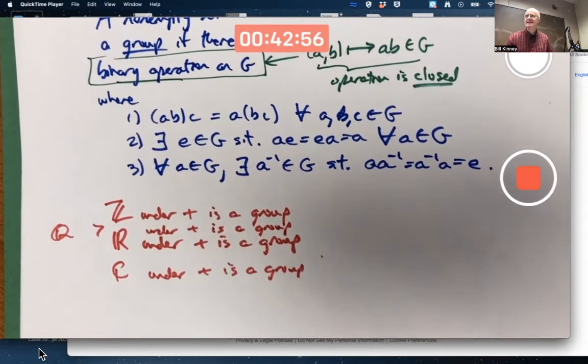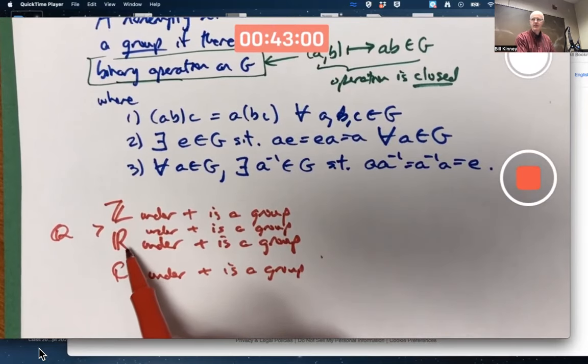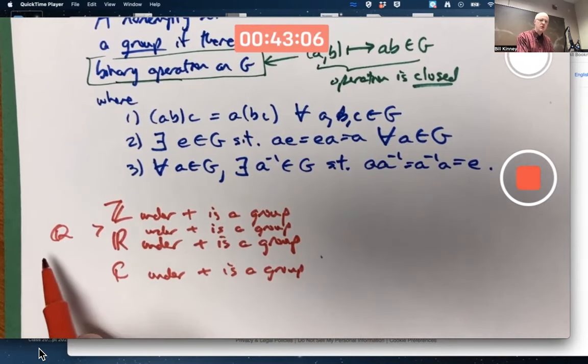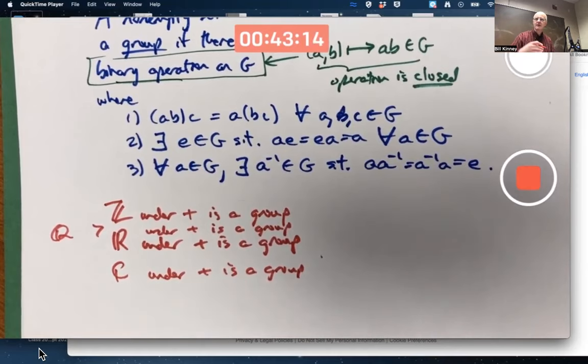Z is a German thing, Zahlen, for number. It represents the integers. R is the real numbers, just like the word real starts with R. C is the complex numbers. Complex starts with C. What about Q? Q is the rational numbers. Q for quotient. Fractions, where the numerator and denominator are integers and you're not dividing by 0.